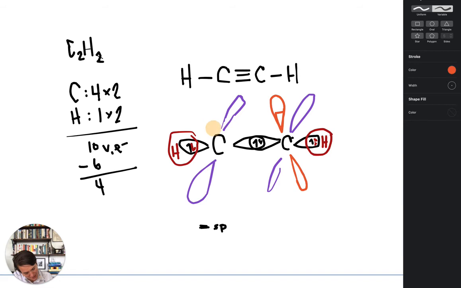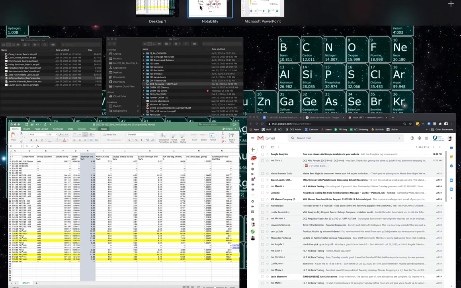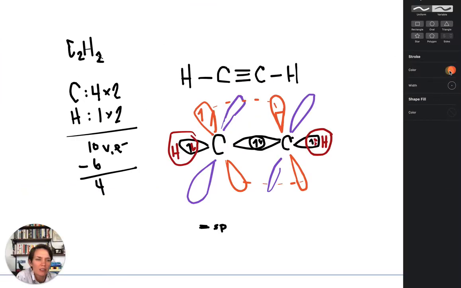There we go. These are associating with each other. 1, 2, 3, 4, 5. I don't know why I counted 5. It just felt right. And our purple is associating with each other.